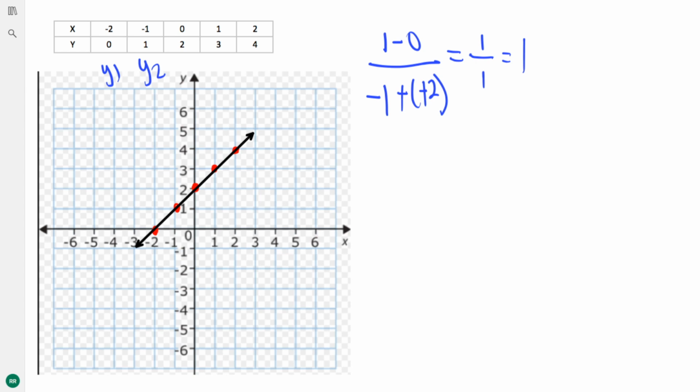Let's try again. Let's pick some other points. Let's work with these over here. 4 minus 3 over 2 minus 1. That's going to give us 4 minus 3 equals 1. 2 minus 1 equals 1, and there we go.